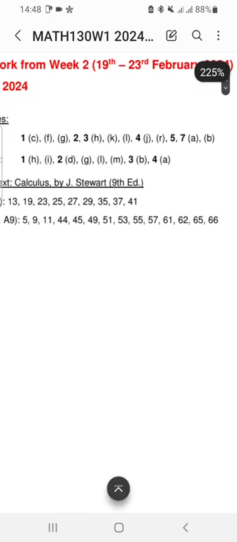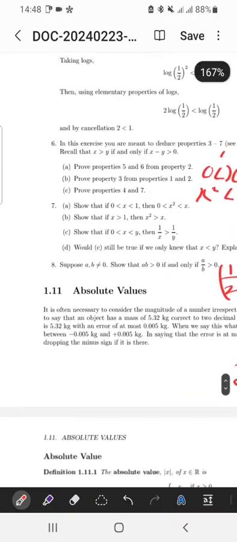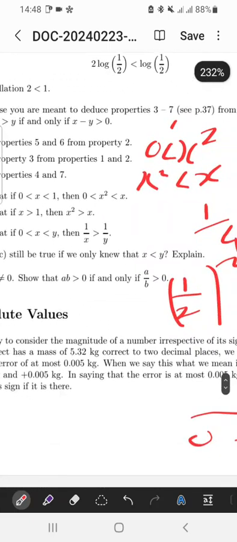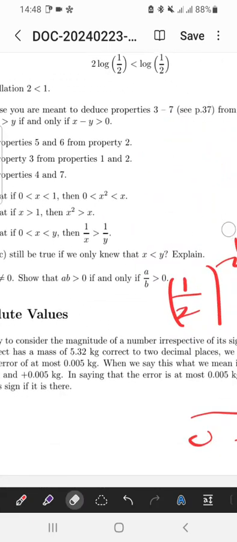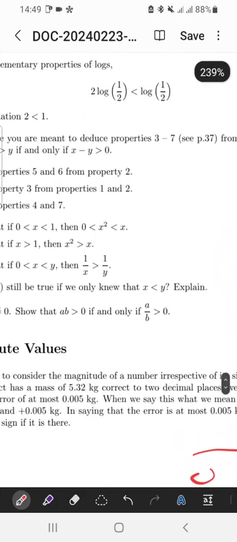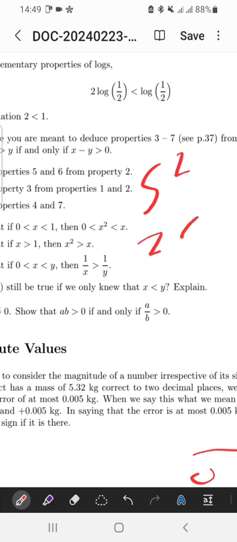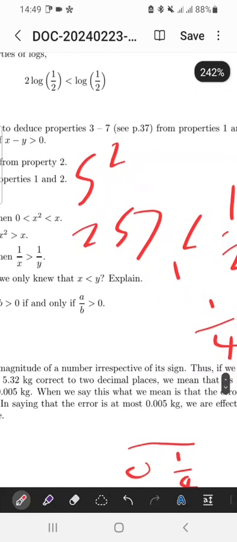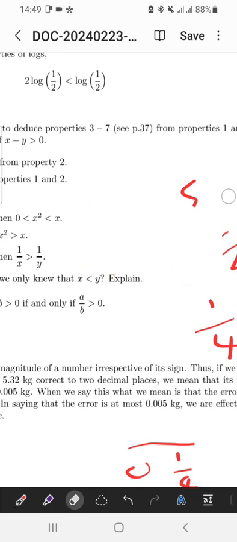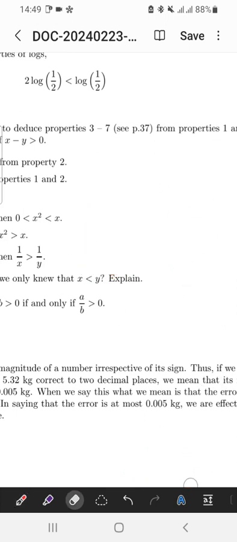Okay, next one is B. Show that if x is greater than 1, then x squared is greater than x. I mean, this is simple stuff here. You just substitute values. I have x is greater than 1, so let's pick 5. 5 squared is 25, and 25 is greater than x, which was 5. So you just substitute values. It's called proof by contradiction.